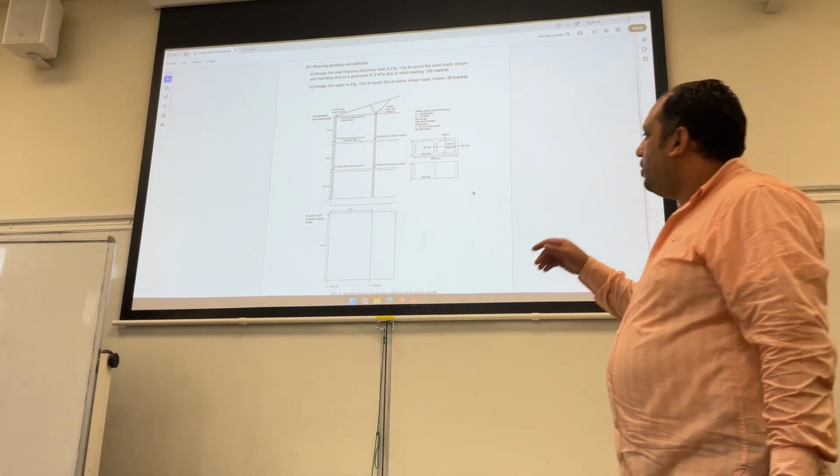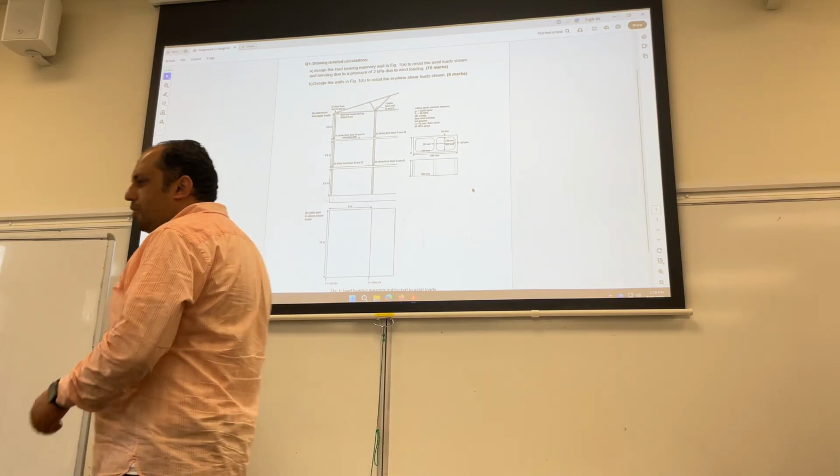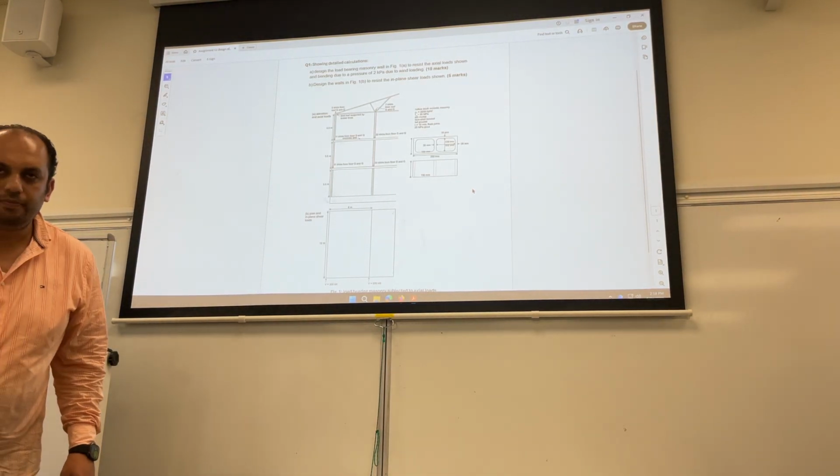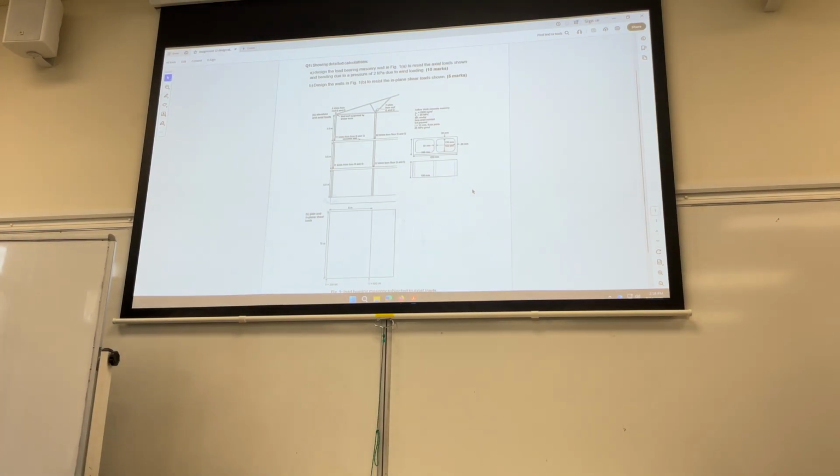Okay, so this means that we are designing these poles for axial load and out-of-plane and in-plane shape. Okay?